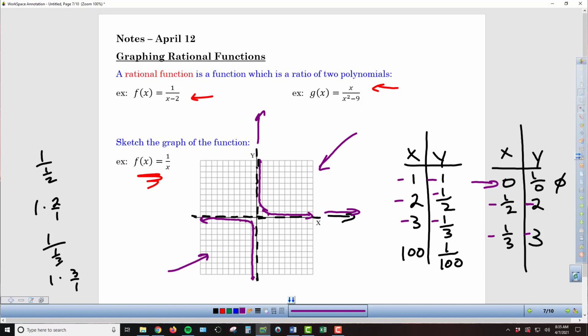And so most of our rational functions are going to have shapes along these lines, where we have a vertical asymptote located someplace, we have a horizontal asymptote located someplace. We just need to make sure we find those locations, and then we're going to have these two branches on either side of the vertical asymptote. So we'll explore that more in some future examples.